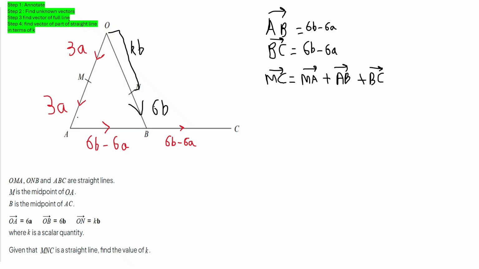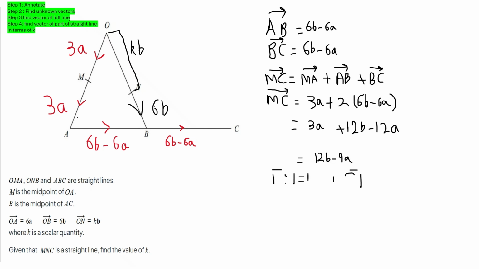Now MA is already given as 3A on the diagram. Then AB is 6B minus 6A, and BC is also 6B minus 6A. So we add all those vectors together. I've just multiplied it by 2 because there are two lots of 6B minus 6A. We can fully simplify that to get 3A plus 12B minus 12A, which is the same as 12B minus 9A.